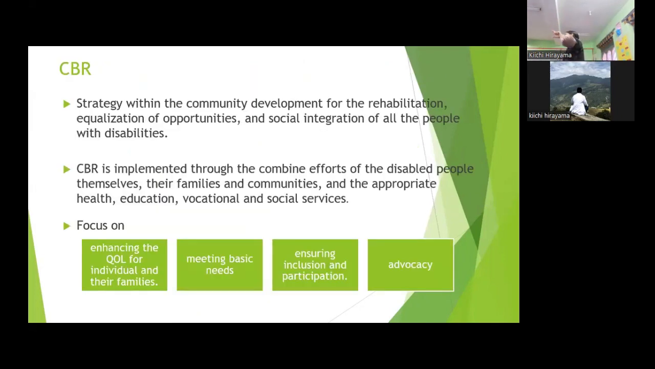I'll give a brief summary of CBR. CBR is a strategy within community development for the rehabilitation, equalization of opportunities, and social integration of people with disability. CBR is implemented through the combined efforts of disabled people themselves, their families and communities, and appropriate health, education, vocational, and social services. They mainly focus on meeting the basic needs, ensuring the inclusion, participation, and advocacy of the disabled.